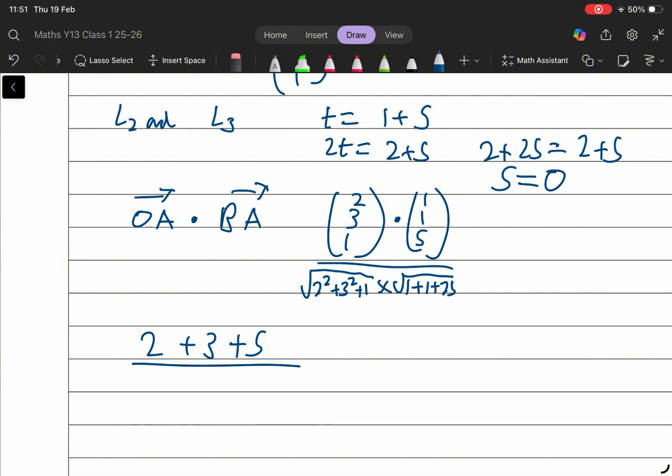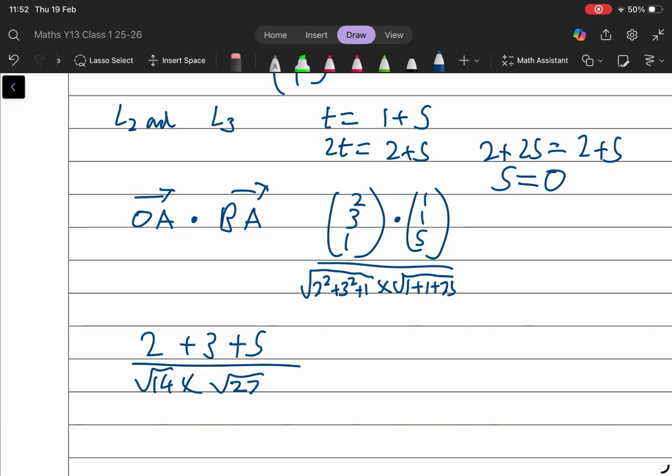Bro, this warning on my calculator, I need to replace the batteries. 2 squared plus 3 squared plus 1, root 14 times root 27. I'm just going to put that as is, because obviously it is.